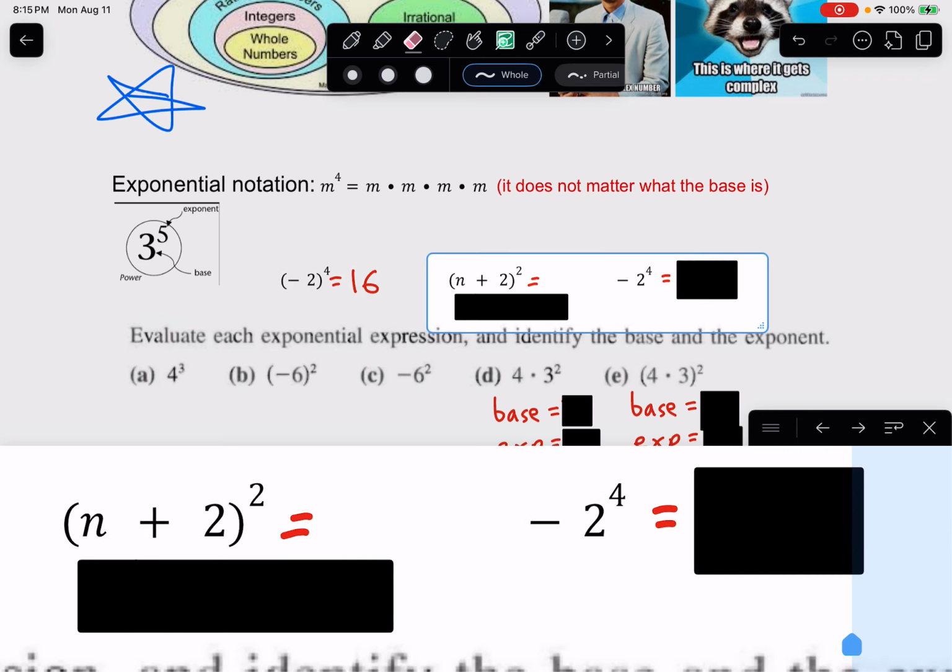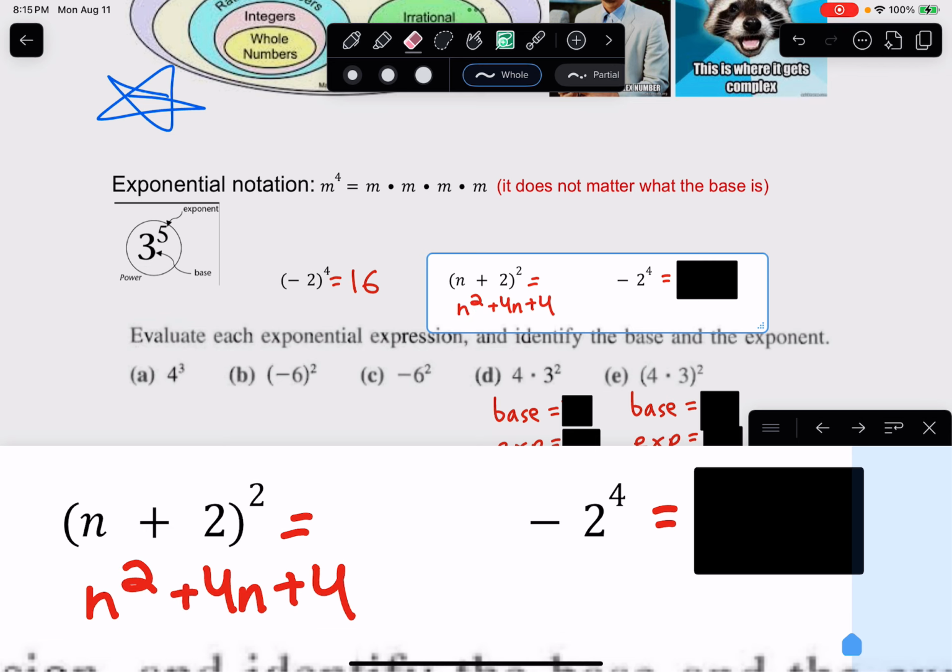(n + 2)² is n plus 2 times itself, right? And so n plus 2 times n plus 2. Hopefully you remember foiling, right, from Algebra 1, right? We can FOIL this out and get n squared plus 4n plus 4.